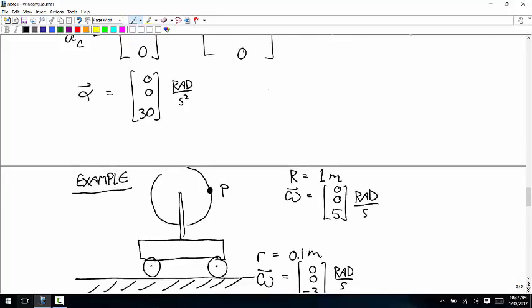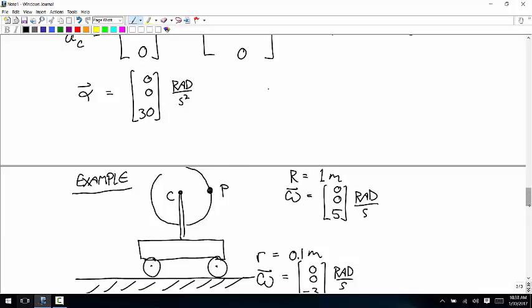Well, I'm going to call this point C, okay? And notice that point C moves rigidly with the cart. So we're going to use what we know about rolling without slipping to figure out what the motion of the cart is, which is the motion of this point C. And then we're going to use relative motion to figure out what the velocity and acceleration of P are based on what we know about C.